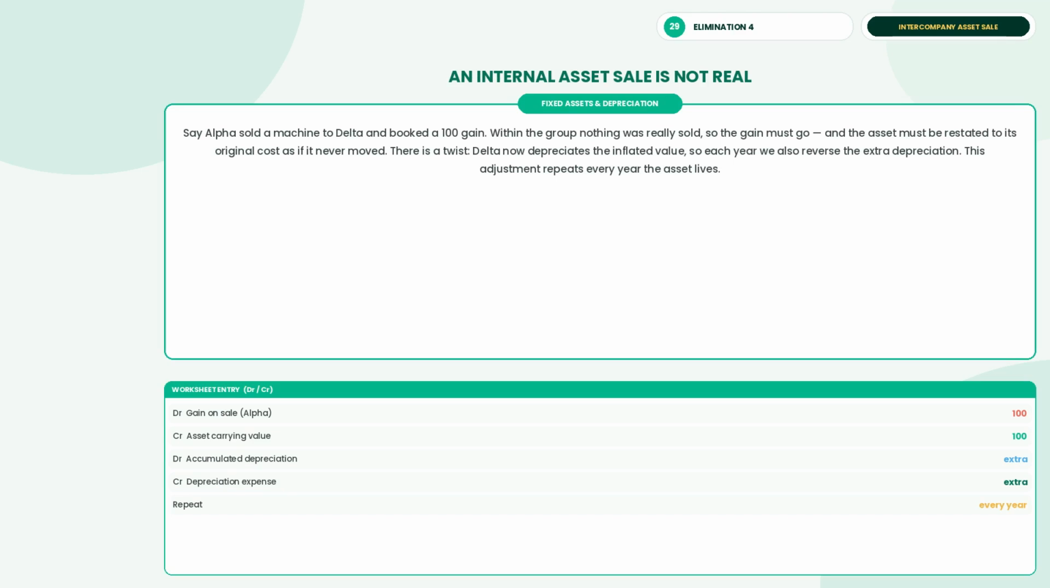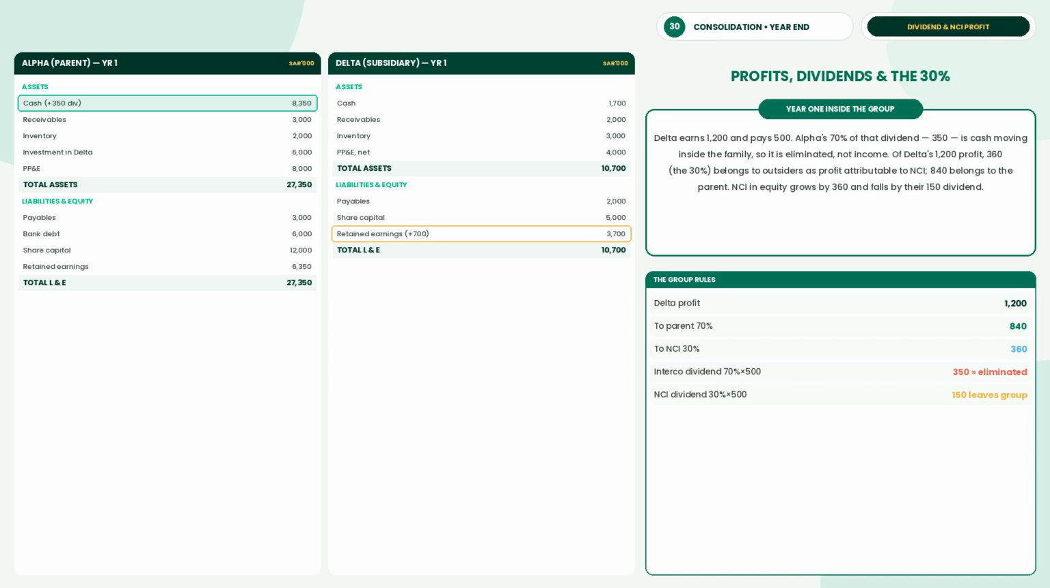Fourth elimination, an internal fixed asset sale. If Alpha transfers a machine to Delta and records a $100,000 gain, the group has sold nothing. Remove that gain and restore the asset to the carrying amount it had before the internal transfer. Then correct depreciation. Delta is depreciating an inflated internal price, so reverse the excess depreciation every reporting period for the asset's remaining life. This is a multi-year consolidation adjustment.